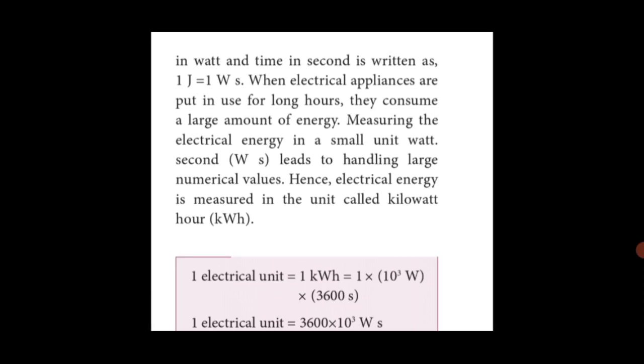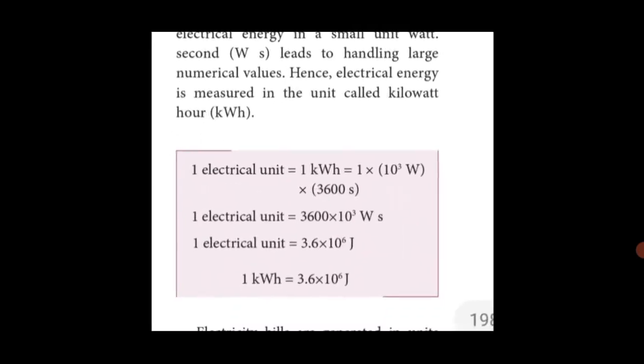When electrical appliances are put in use for long hours, they consume a large amount of energy. Measuring the electrical energy in a small unit, watt second, leads to handling large numerical values. So hence electrical energy is measured in the unit called kilowatt hour. For small appliances we are able to measure in terms of watt, but for high energy consumption we are not able to continue with that. So for that purpose we are using the unit of kilowatt hour.